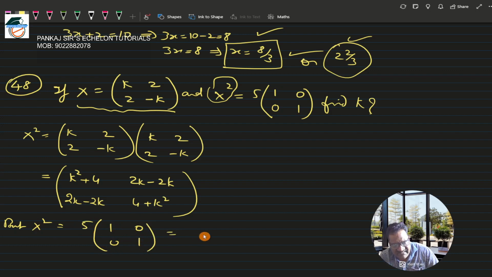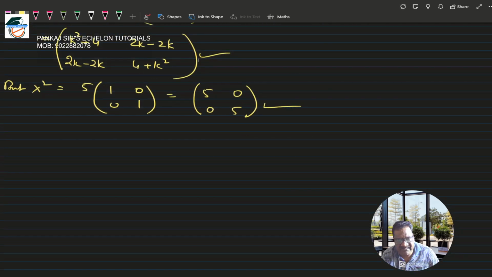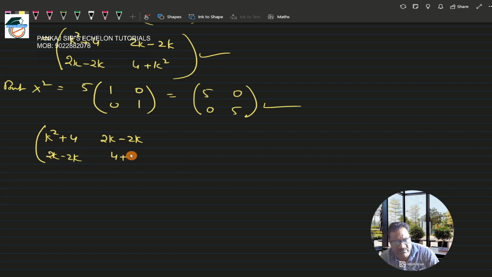Now this I can take inside and write it: 5 ones are 5, 5 zeros are 0, 5 zeros are 0, 5 ones are 5. Now this is also my X square, this is also my X square. So I can very nicely equate the two. Okay, so can I write K square plus 4, 2K minus 2K. Now this happens to be 0, 2K minus 2K also happens to be 0, and this is 4 plus K square.